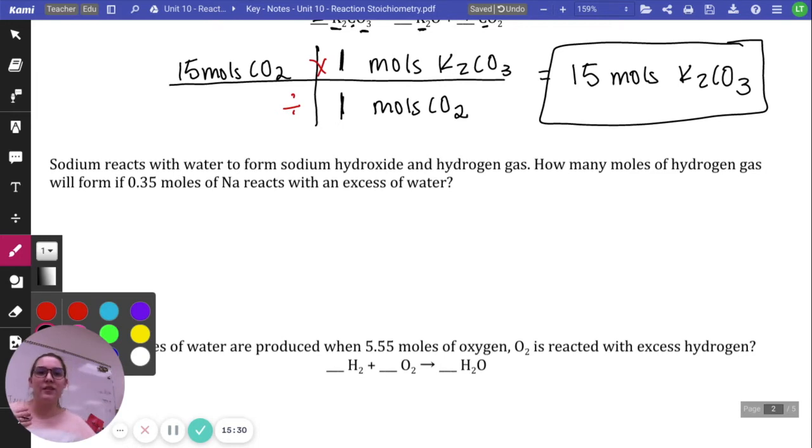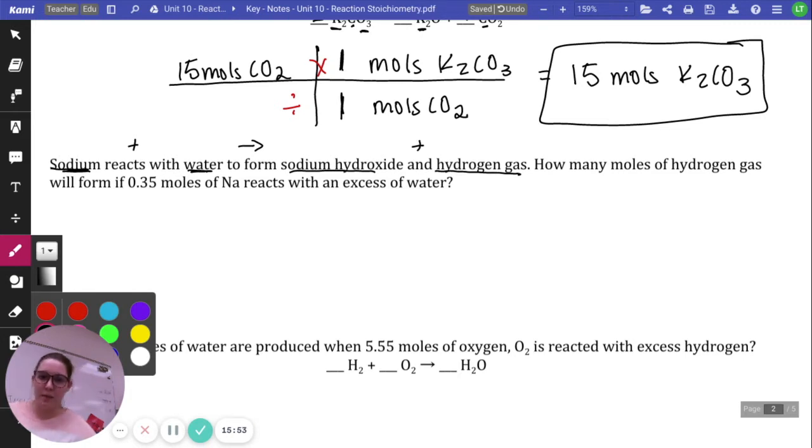Okay, this time it doesn't give us our chemical reaction, so we're actually going to have to write it based on our problem. So I am going to underline my reaction as well to help me out. It says sodium reacts with, so it tells me added together, water to form sodium hydroxide and hydrogen gas.